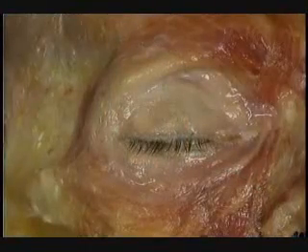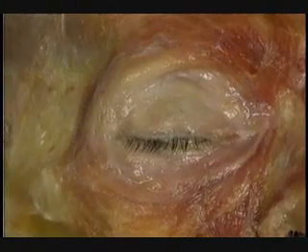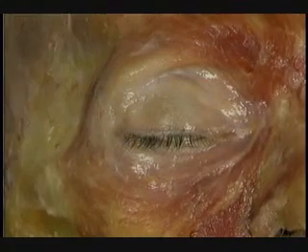Some important parts of the face, the nose and the orbit, are covered separately in these two tapes. In this section, we'll focus on the facial muscles, which produce the movements of facial expression. We'll go from above down, starting with the muscle that closes the eye, the orbicularis oculi. All this is the orbicularis oculi. It surrounds the opening between the upper and lower lids, the palpebral aperture.